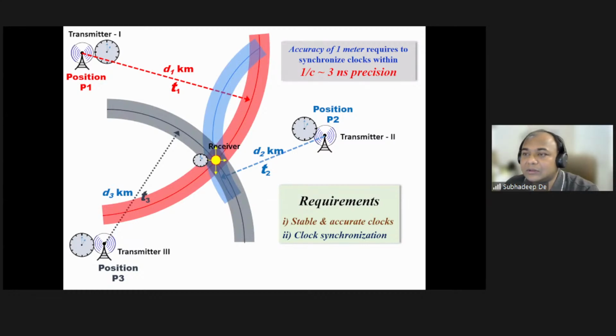How well do they have to be synchronized? Let's say the synchronization is within 1 second accuracy. And in 1 second, light travels 3 times 10 to the power 8 meters.